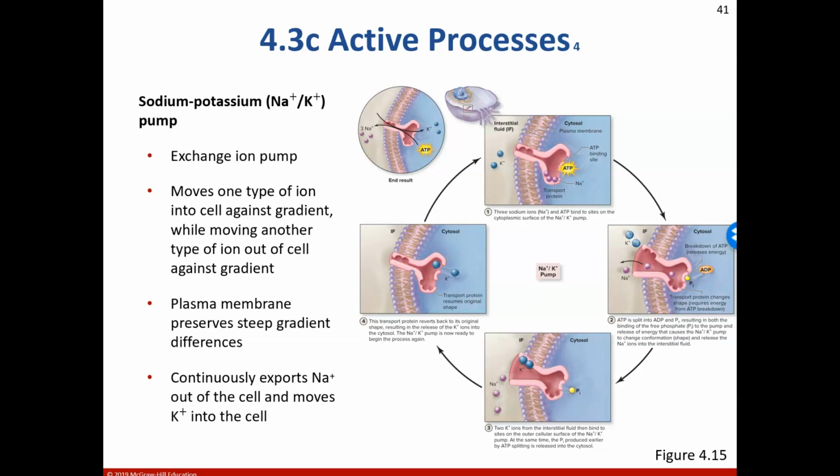This is going to be an exchange of ions, and we're going to move one type of ion into the cell against its gradient while moving another type of ion out of the cell against its gradient. Essentially what we are doing is moving 3 sodium ions out of the cell, and we are moving 2 potassium ions into the cell. And our plasma membrane preserves the steep gradient differences. So let's take a look at an animation of what this process is like.